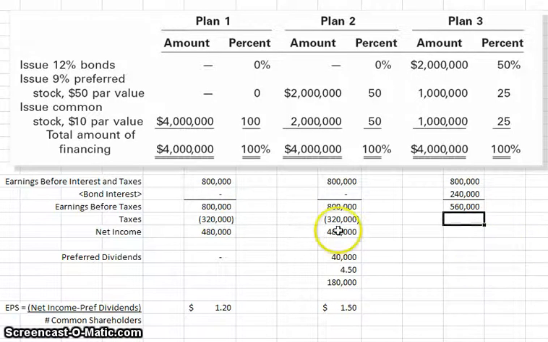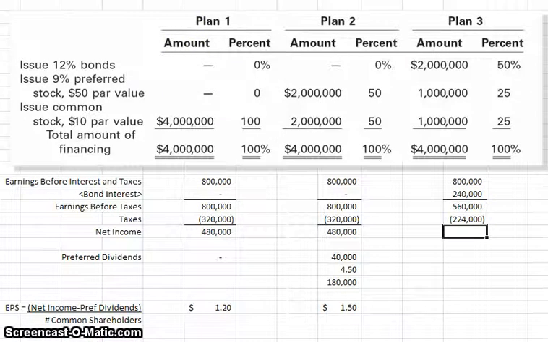All right, so here we are, and we've got $560,000 as our earnings before taxes. So now let's pay taxes on that money. Our tax rate is 40%, so $560,000 at 40% is $224,000. Let's make that a negative. So our earnings before taxes are $560,000 minus the taxes of $224,000. Where we are right now is we are at $336,000 of net income.